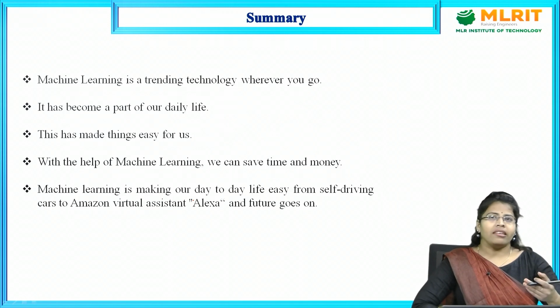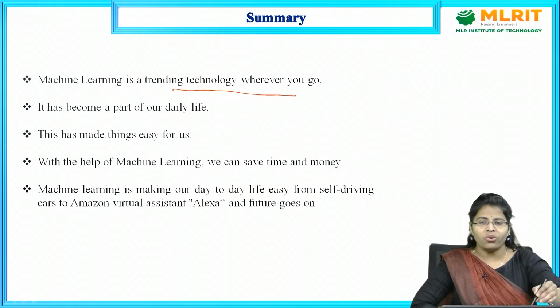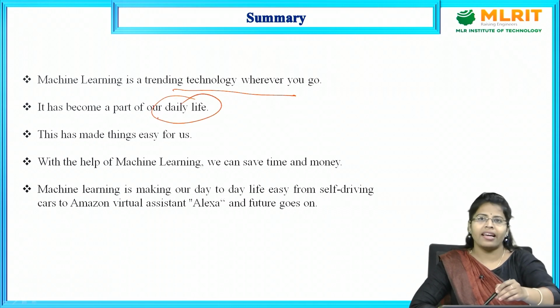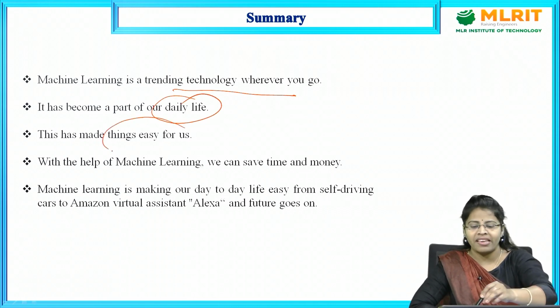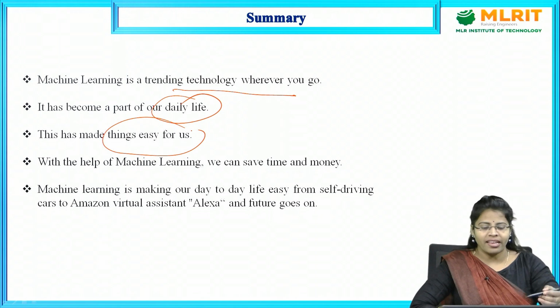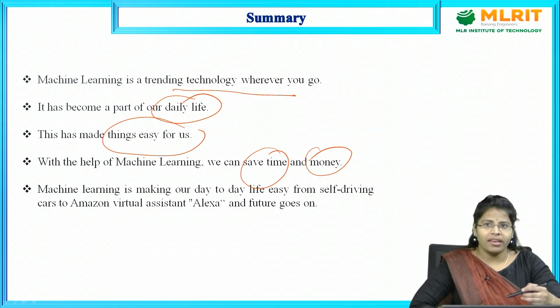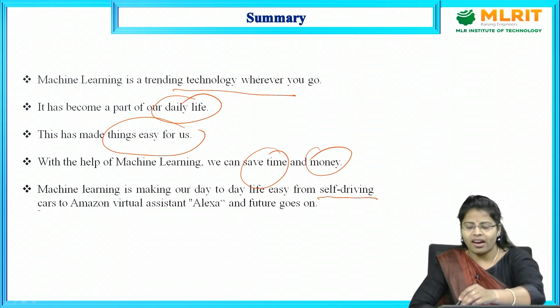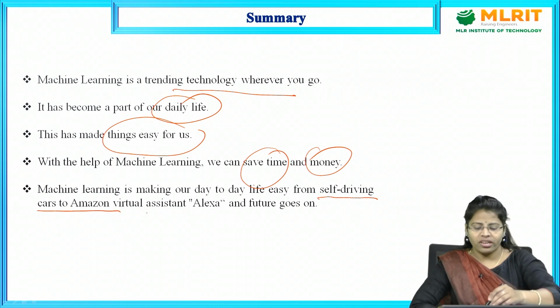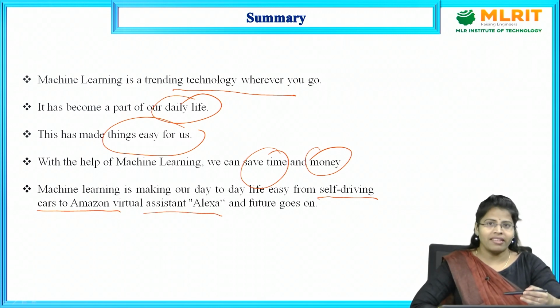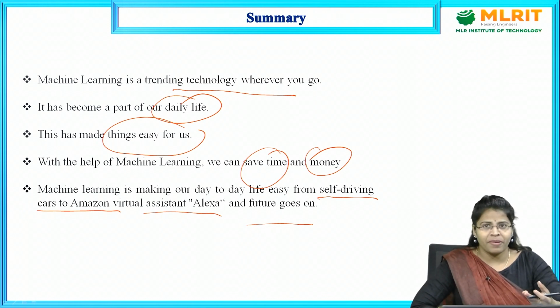So machine learning is a trending technology wherever you go, and it has become a part of our daily life. Things become easy for humans because of machines, and we are going to save our time and money. With the help of this, our day-to-day life is becoming easy, from self-driving cars to Amazon's virtual assistant Alexa, which is becoming a personal assistant, and the future still goes on with machine learning because it has become a part of our life. This is about today's session.